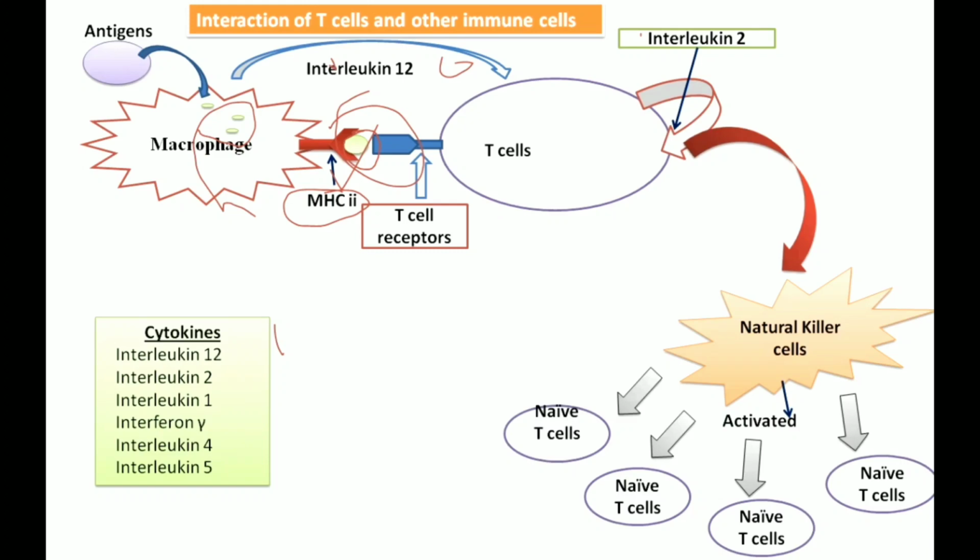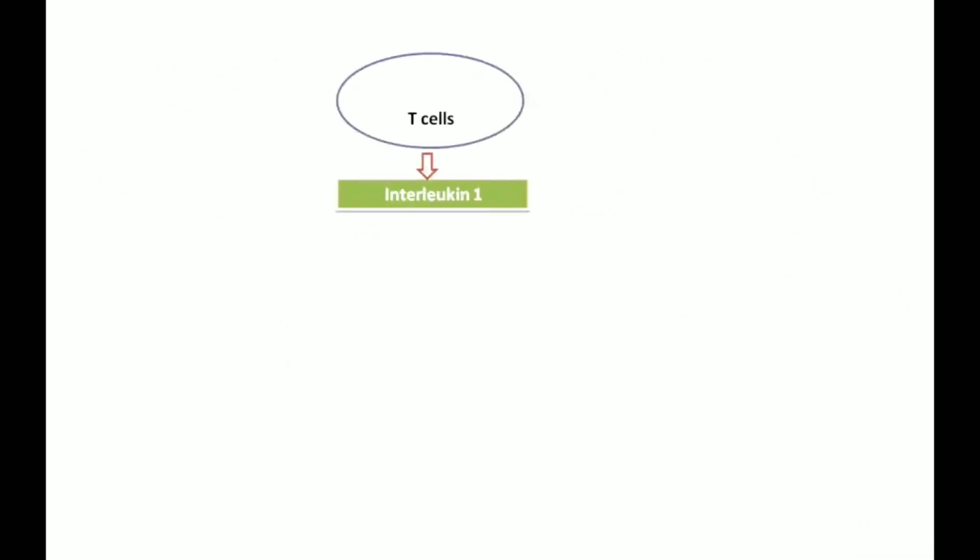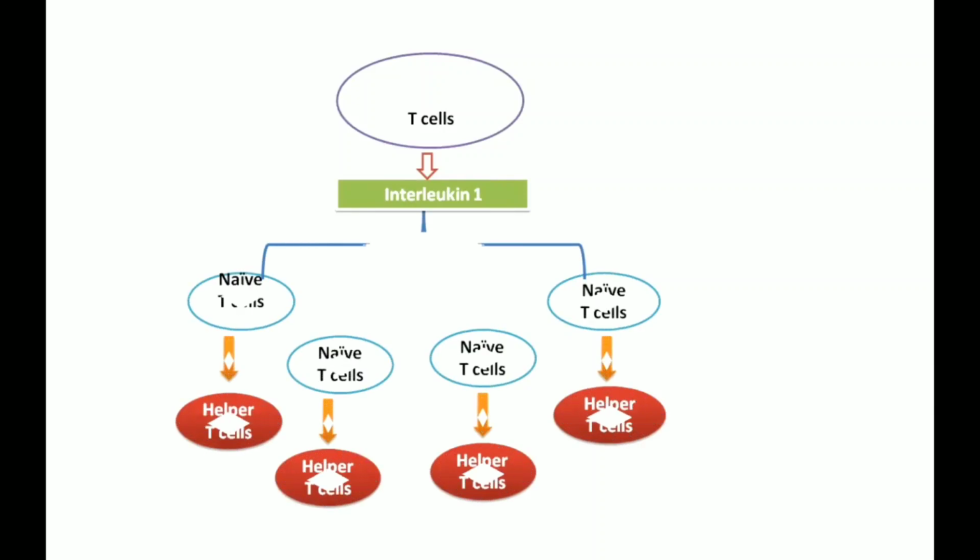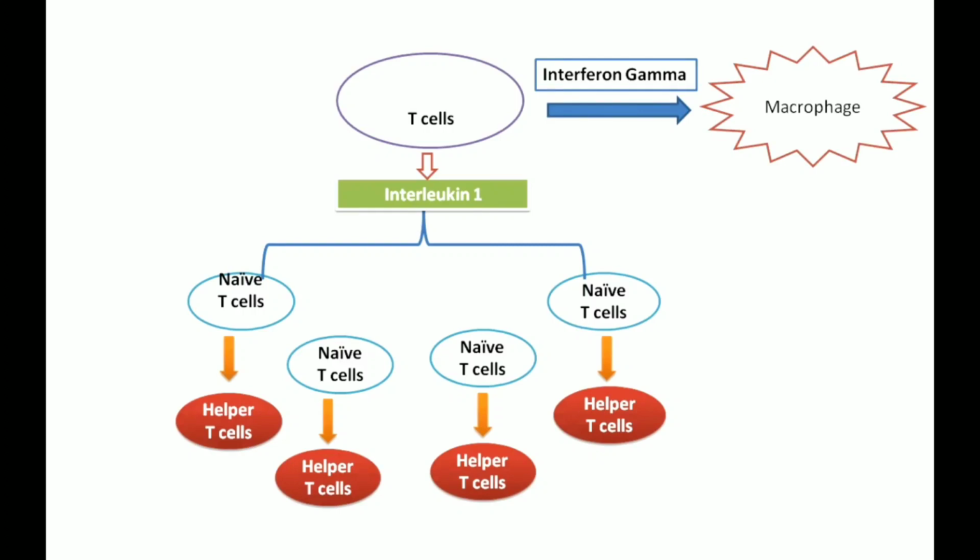Another type of cytokine produced by T cells is interleukin 1, which will help the naive T cells get destined to different activities by forming them into helper T cells. The purpose of interleukin 1 is to help naive T cells get destined to do different activities. There are some other chemicals which will also get secreted by the T cell, that is interferon gamma, which will also act on the macrophage or the dendritic cell.